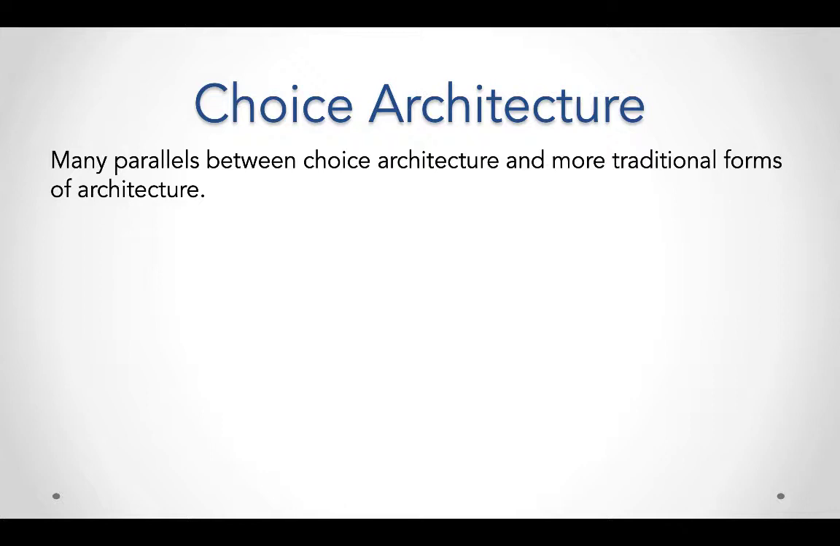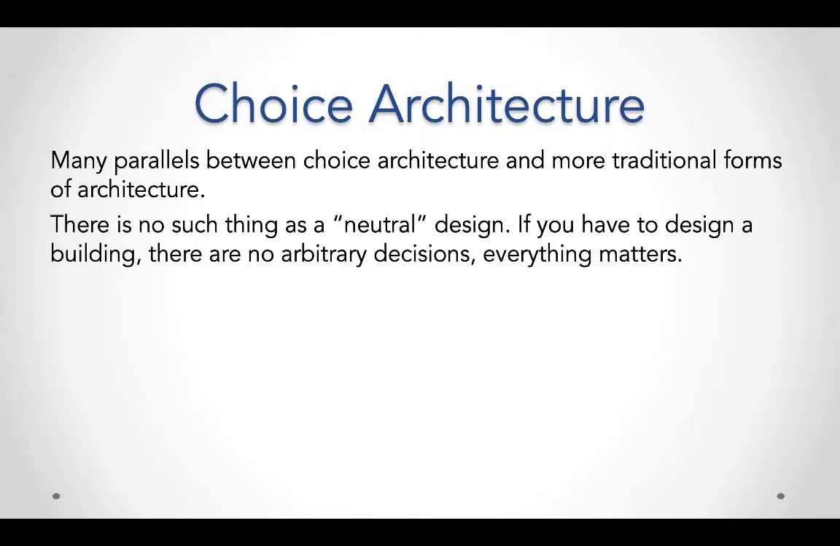So there are many parallels between choice architecture, the way we structure choices, and the more traditional forms of architecture, like designing a building. There is one important thing. There's no such thing as a neutral design, right? Even a random design is a design. Even a random choice architecture is still influencing the people that are using it.